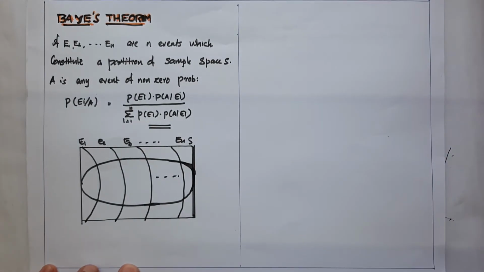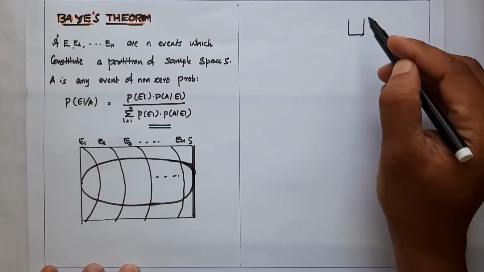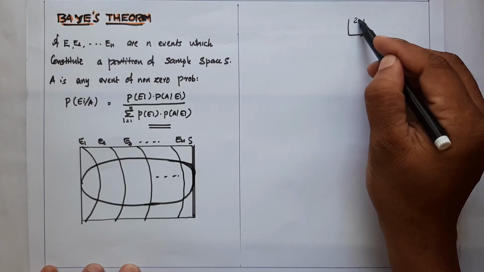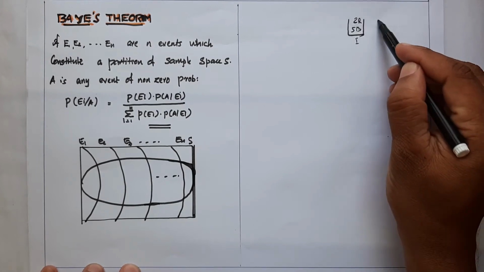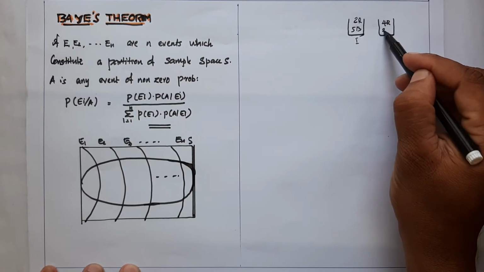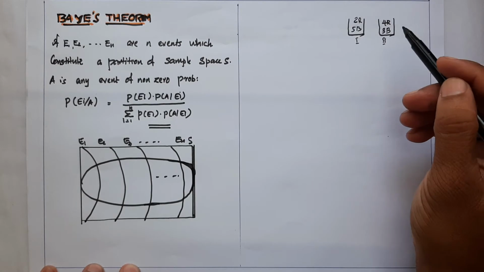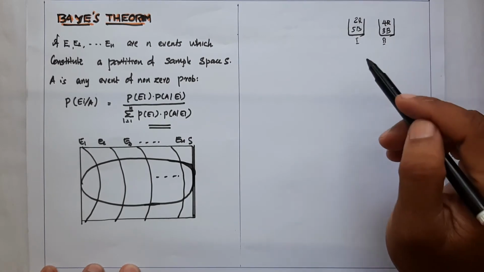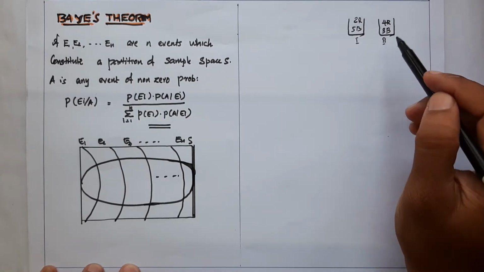That means, actually Bayes theorem says that it's a reverse probability. What is a reverse probability? Suppose a bag contains 2 red ball and 5 black ball, the first bag, and the second bag contains 4 red and 3 black ball. Suppose you want to find the probability of selecting a red ball from the second bag. You already know, the answer is 4 divided by 7.